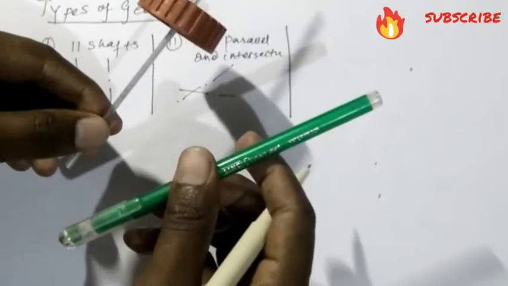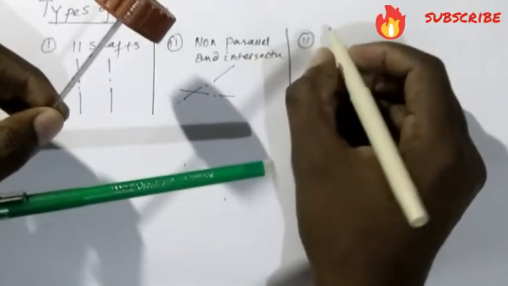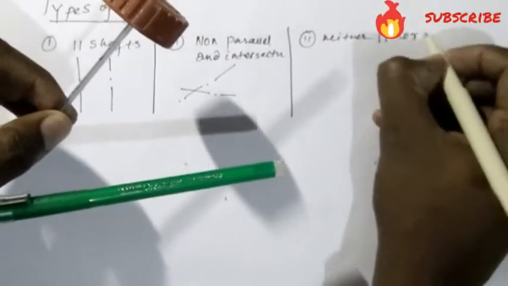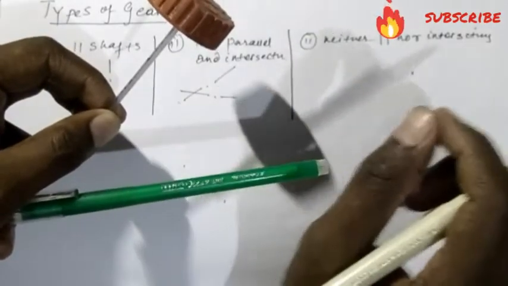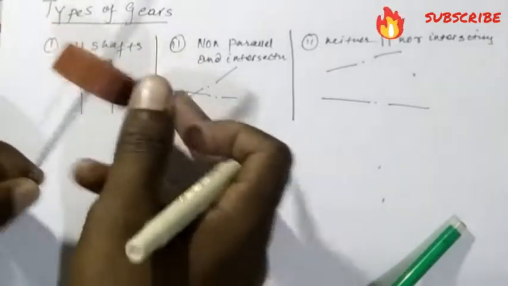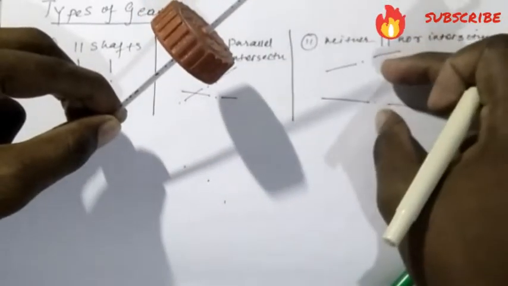And the third classification is, if the shafts are not parallel and they are intersecting somewhere at infinity, then we can always say neither parallel nor intersecting. Practically it is intersecting at infinity. So for such a case we consider it is not intersecting, something like this. So in the three cases the arrangements of gears are important. So what kinds of gears are used in these three shafts?